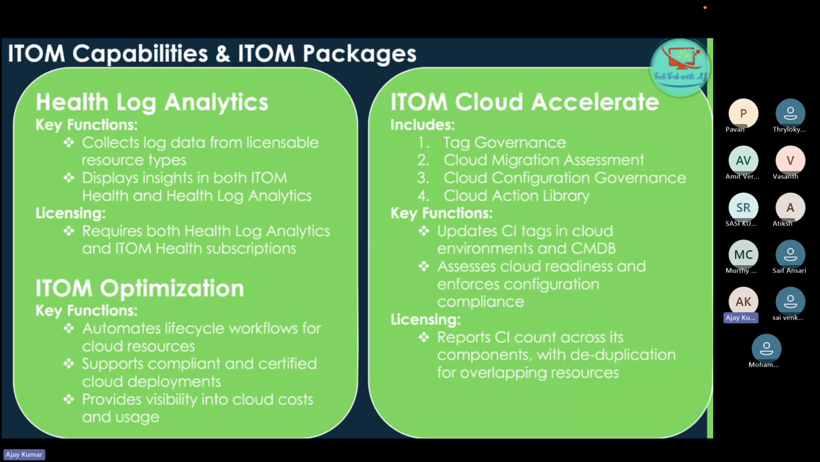Then ITOM Optimization comes, where you want to do some automations, some lifecycle automations for the cloud resources, some certified cloud deployments and all. ITOM Cloud Accelerate was earlier called ITOM Cloud Provisioning and Governance, CPG. Now it has been renamed ITOM Cloud Accelerate, where you are able to do complete cloud deployments, like tag governance, cloud migrations, configuration governance, and cloud action libraries. That will be available out of the box.